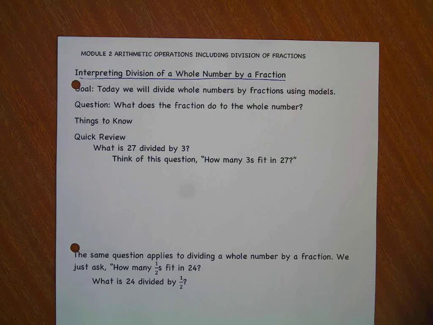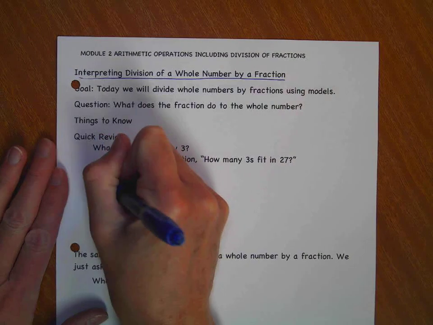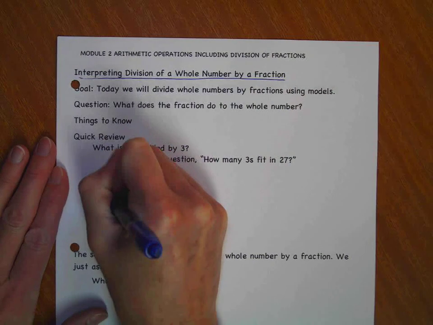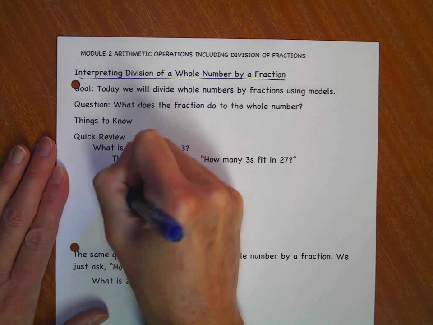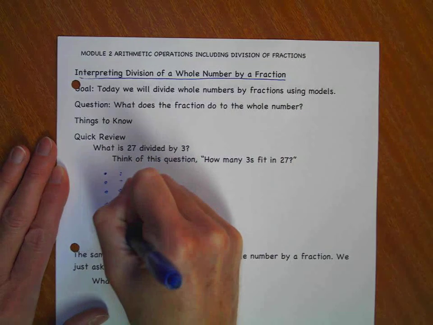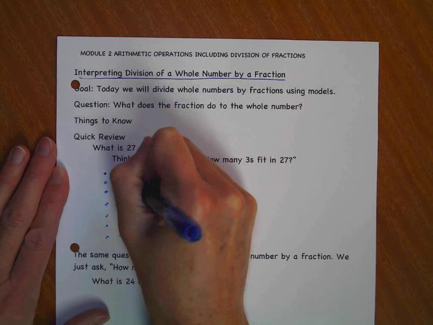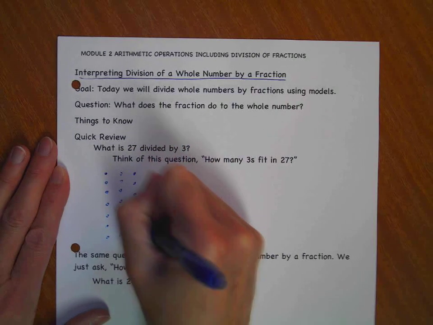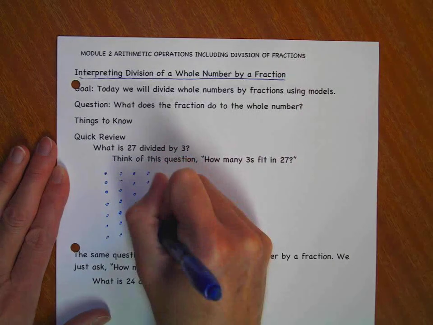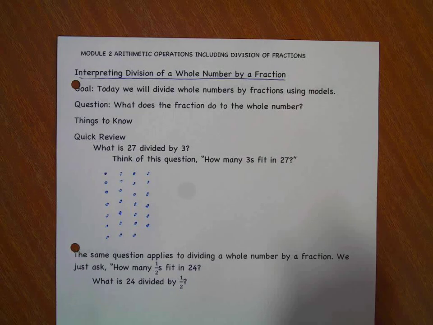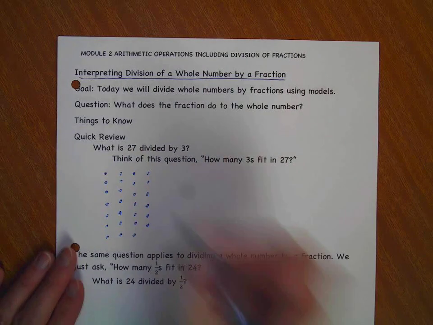So what I'm going to do is try to determine how many 3's fit in 27. So if I draw 1, 2, 3, 4, 5, 6, 7, 8, 9, 10, 11, 12, 13, 14, 15, 16, 17, 18, 19, 20, 21, 22, 23, 24, 25, 26, 27. So I have 27, let's pretend those are the cookies, and I'm asking how many 3's fit in there. Basically, I'm going to circle all of the 3's that I see.